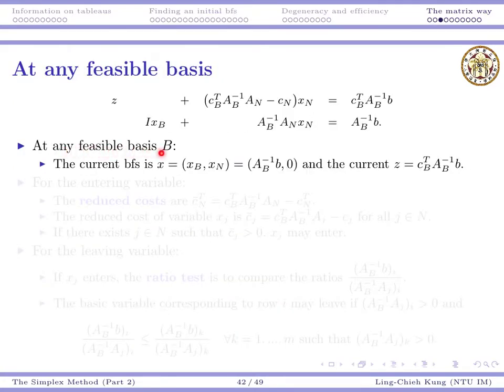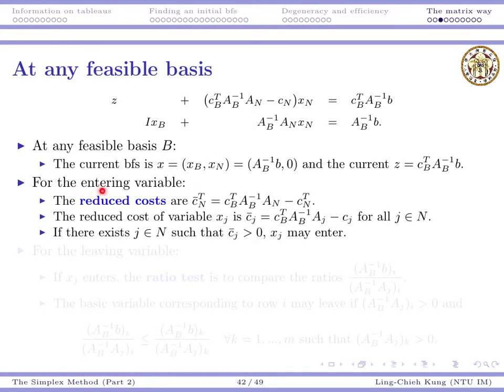So, given any feasible basis, we know the current basic feasible solution is determined in this way. x_B is just A_B inverse b, x_N is 0, and the current z value is c_B transpose A_B inverse b. According to the Tableau, you know this. The way to determine an entering variable is to see the reduced costs. These reduced costs are exactly these things: c_B transpose A_B inverse A_N minus c_N transpose. So given B, you calculate this vector.